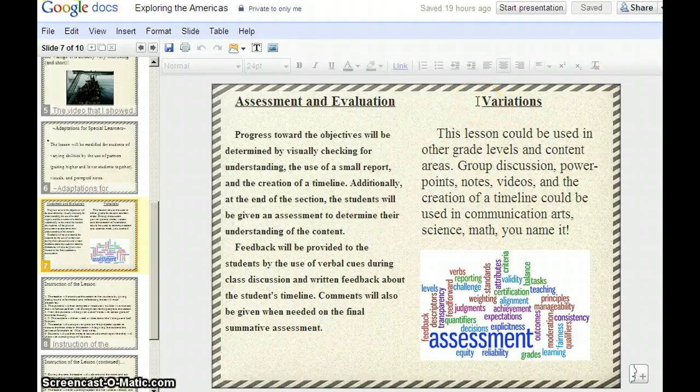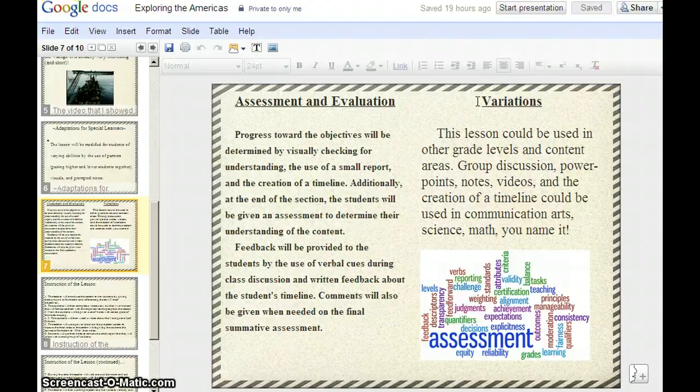Over on the right hand side, variations for the lesson. This lesson I believe could be used in other grade levels as well as other content areas. The use of group discussion, PowerPoints, notes, videos could be used in any subject matter. For example, I also teach communication arts. I could use this lesson and just pop in my communication arts content area. I do this very often.